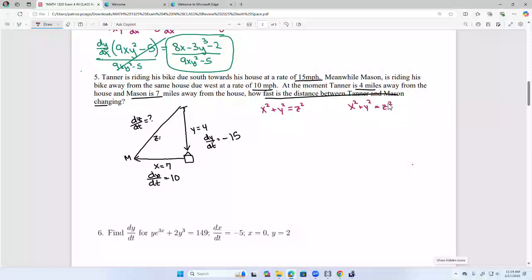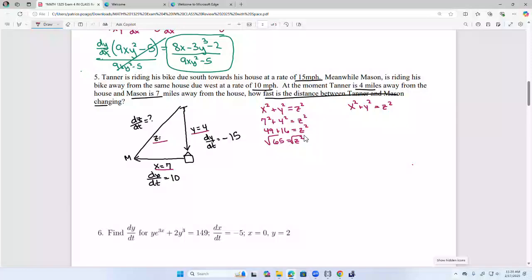The first step is to solve for your missing x, y, or z. So we know x is 7, y is 4, but we don't know z. So I'm going to plug these in. 7 squared plus 4 squared equals z squared. That's 49 plus 16 equals z squared. So I have 65 equals z squared.